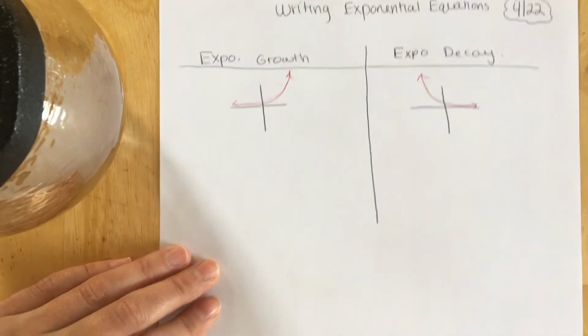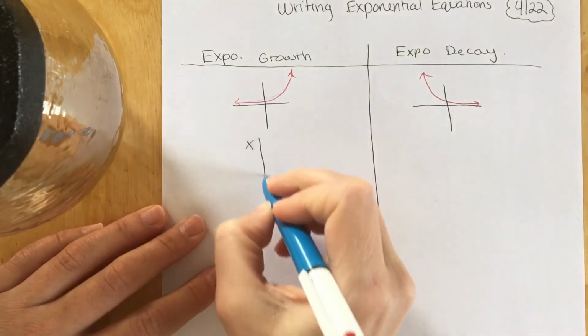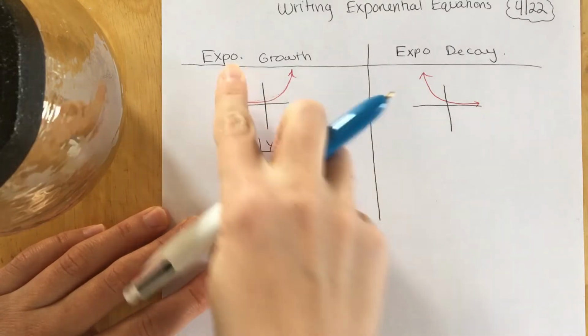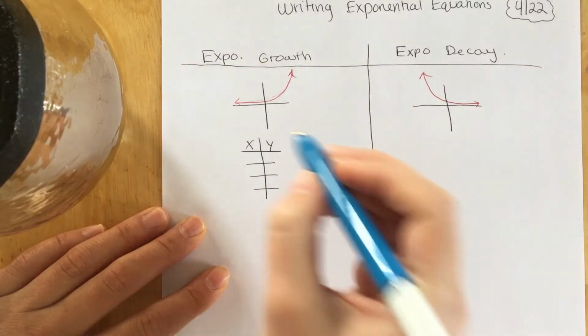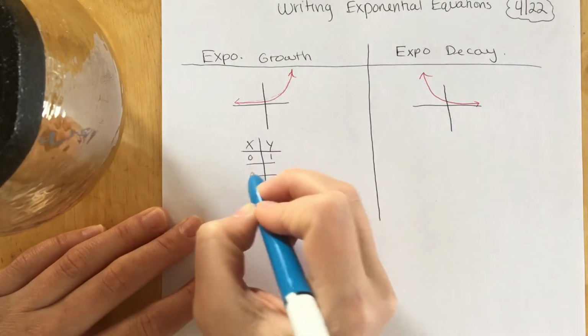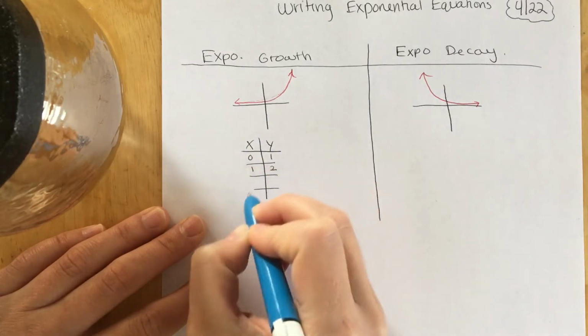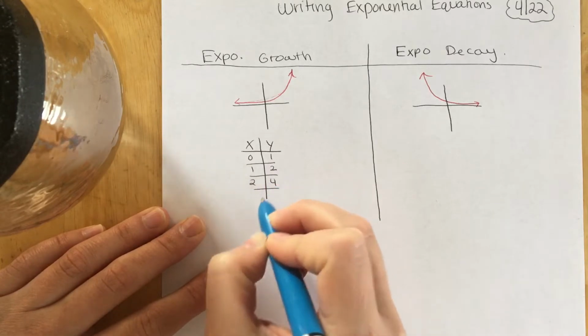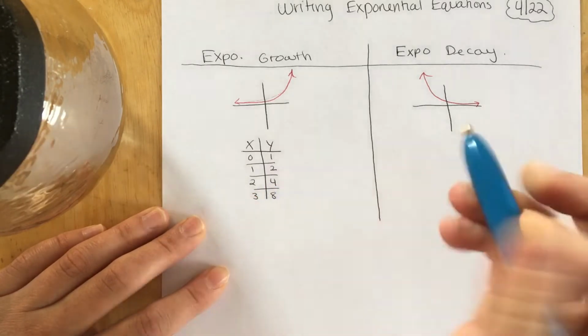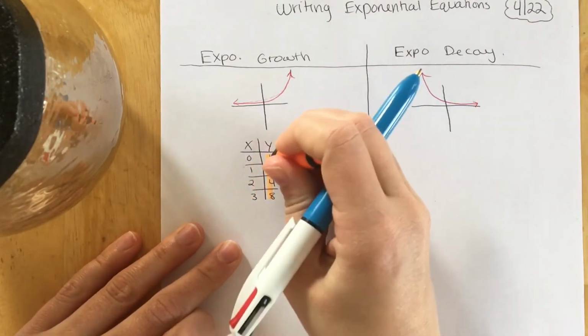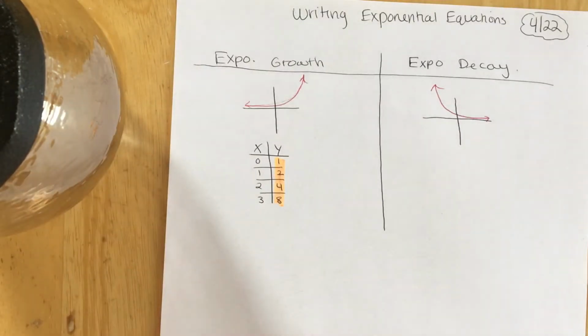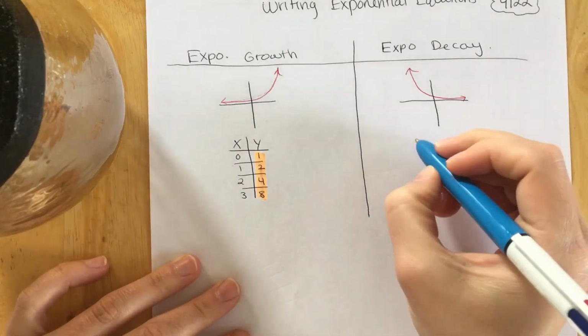If you're looking at a table, so your x, y values, in a growth, your y values are gonna grow. They're gonna get bigger. So if you have something like 0, 1, 1, 2, 2, 4, 3, 8. Notice how my y values grow here. They get bigger, 1, 2, 4, 8. And we're gonna talk about what those numbers do in a second when we actually write these equations.